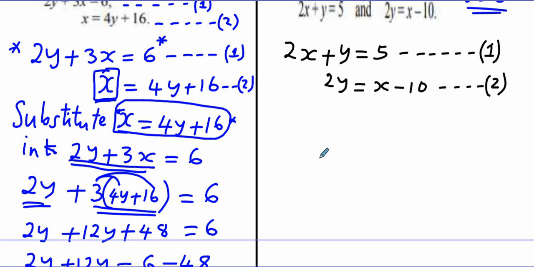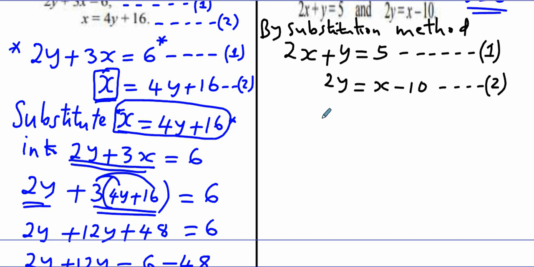Okay, now remember what I said about the substitution method. By the substitution method, we need to choose one equation in which one letter has been made the subject. So let us check equation number 1, 2x plus y equals 5. There is no letter which is the subject. Equation number 2, 2y equals x minus 10. Also, we don't have a letter which is the subject.